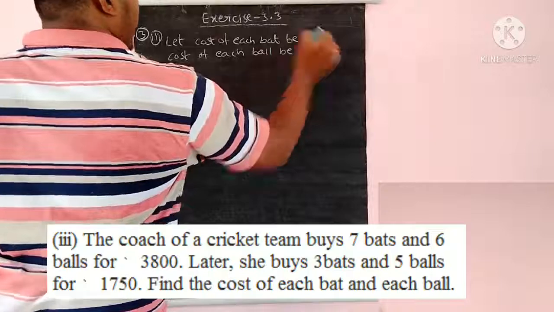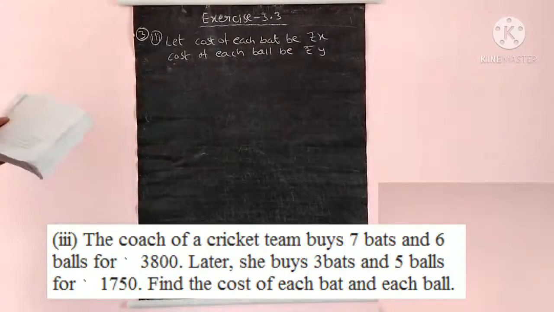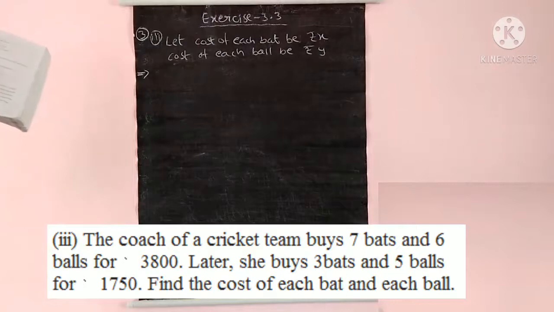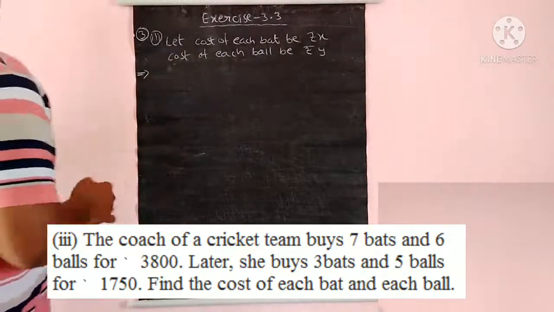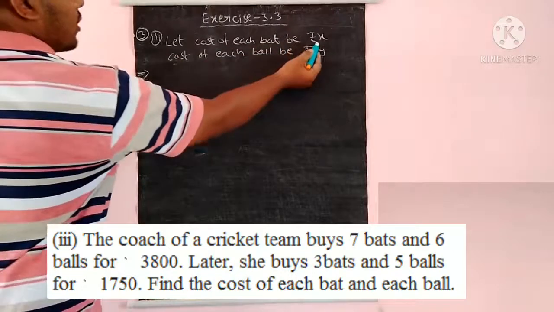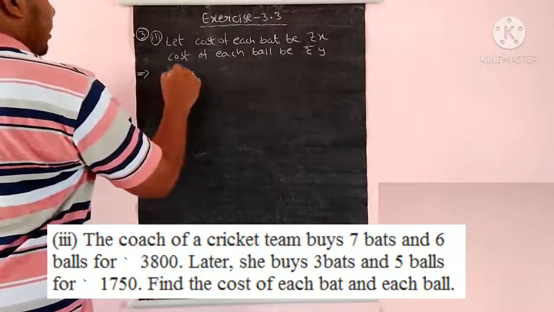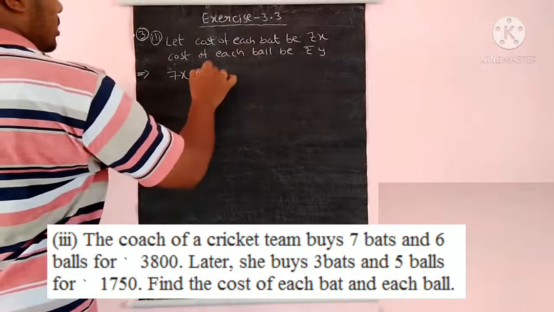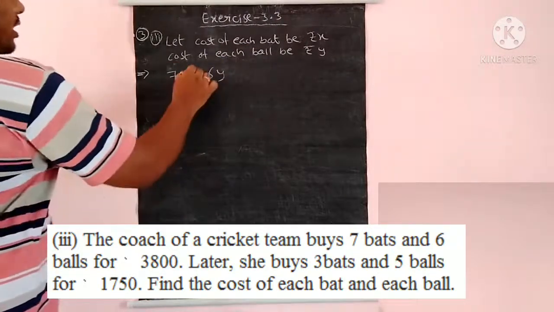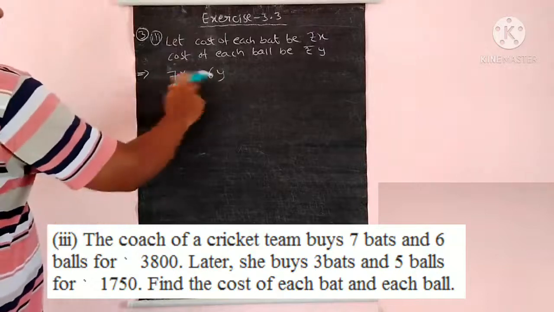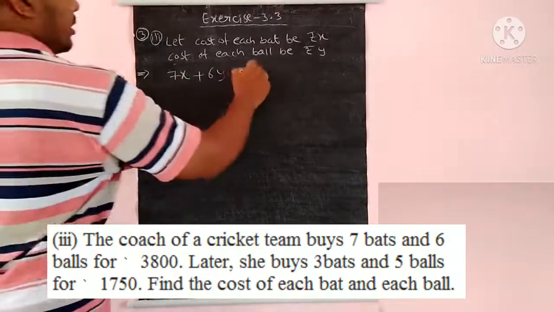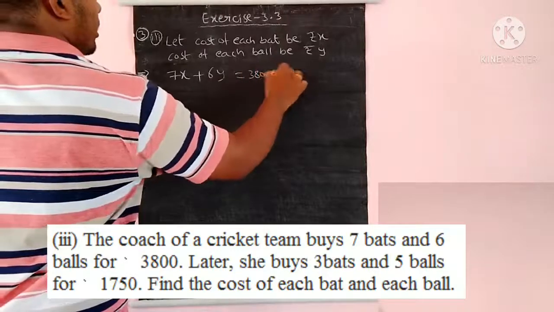be y rupees. So they gave the condition: she buys 7 bats and 6 balls for rupees 3,800. The total cost is 3,800. So 7 bats she bought. One bat costs x rupees, so 7 bats cost 7x rupees, and 6 balls cost 6y. Together, the total sum of cost, the cost of bats plus cost of balls, is rupees 3,800.